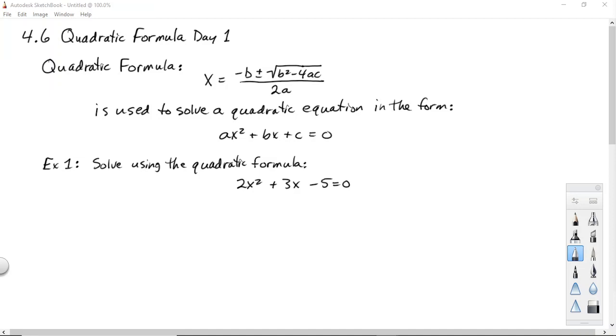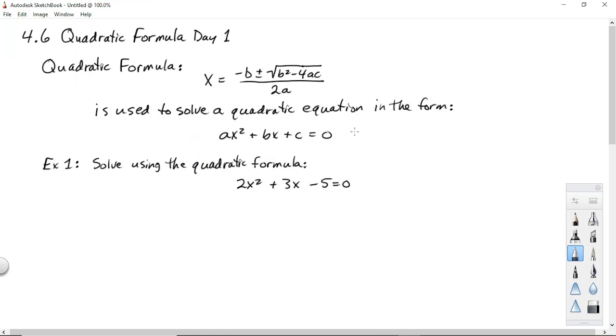Hello, algebra students. Well, we're looking at the quadratic formula today. And this is another way to solve quadratic equations. So, this is it. Kind of a big, messy, complicated looking thing, but it's really not so bad. And we can use it to solve a quadratic equation that's in this form. It has to be set to 0.